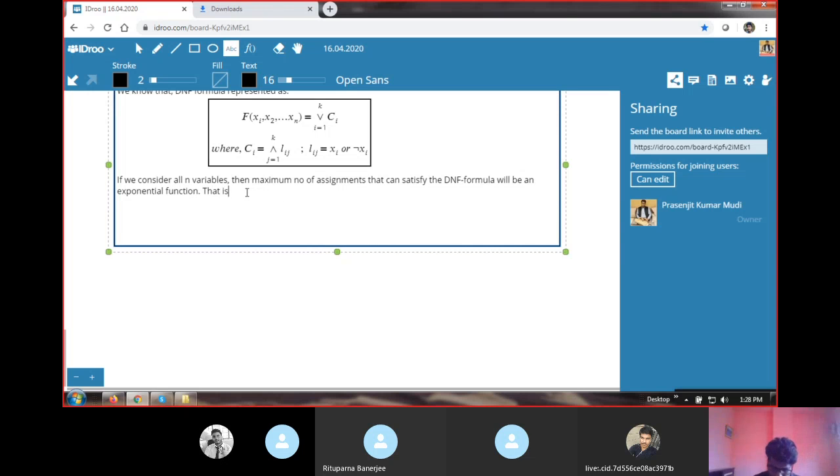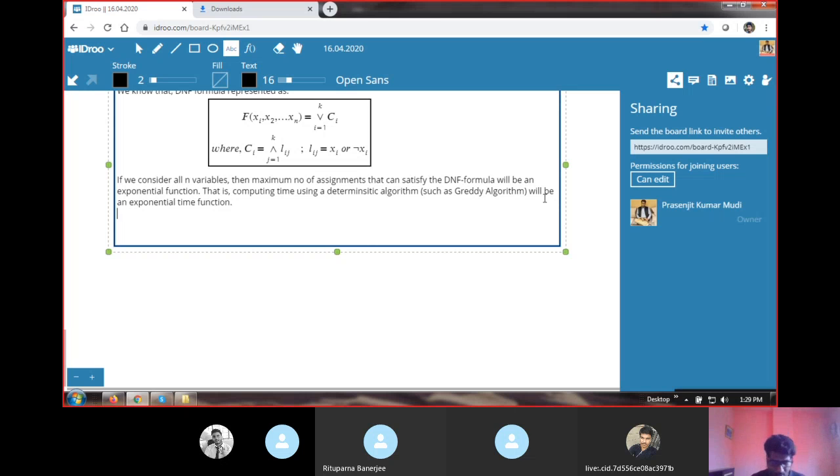That means the computing time using a deterministic algorithm, where you try all the assignments and verify whether they satisfy the DNF formula or not, will be exponential.